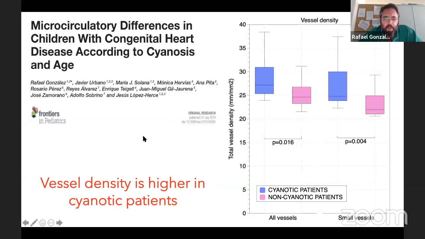We have also described how vessel density is higher in cyanotic patients. This was a phenomenon that we all suspected, but it hadn't been described before using videomicroscopy. We saw, comparing patients with congenital heart disease, that those with cyanotic conditions tend to have higher vessel density, probably as an adaptation to the chronic hypoxemia.